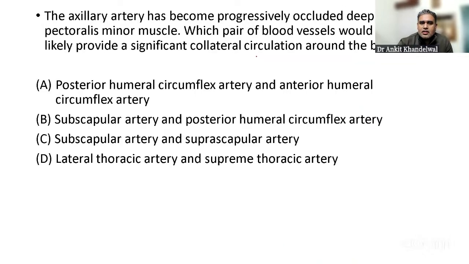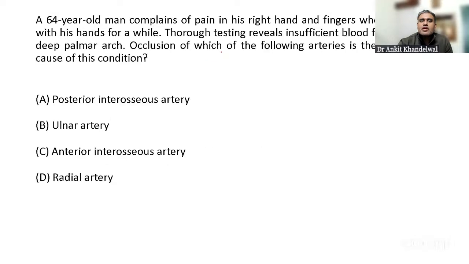And the question from the vessels: an axillary artery has become progressively occluded deep to the pectoralis minor muscle. Which pair of blood vessels, a very clinically important question, would most likely provide a significant collateral circulation? You have a collateral circulation around the blockage. These are all the options. We'll see them again. And the question, just a couple more, not many.